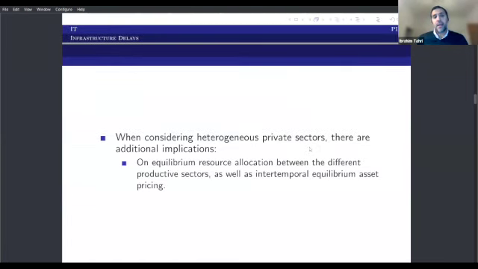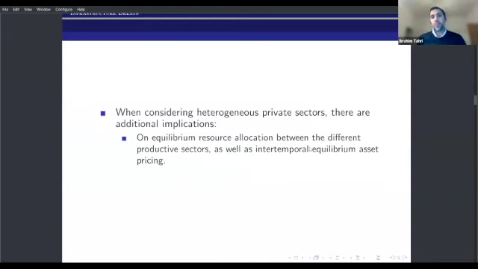In addition to this, in the transition context, when you consider two private sectors, for instance a dirty and a green sector, there are two additional implications. First is on equilibrium: what are the resource allocations between the different productive sectors, as well as what is the impact of these delays on the equilibrium asset pricing of these risky sectors or risky assets.